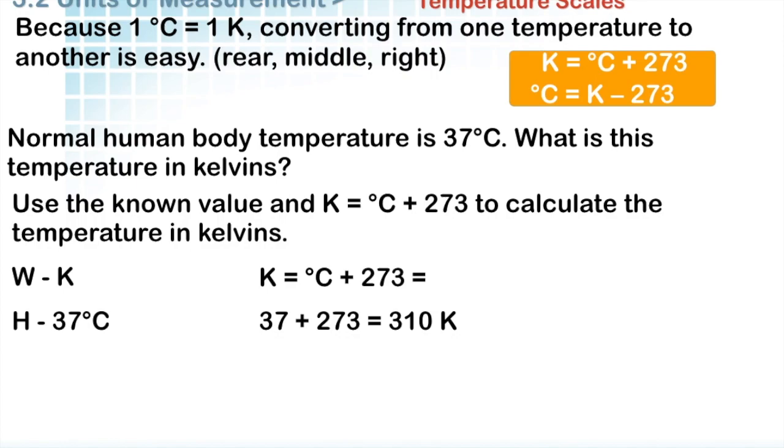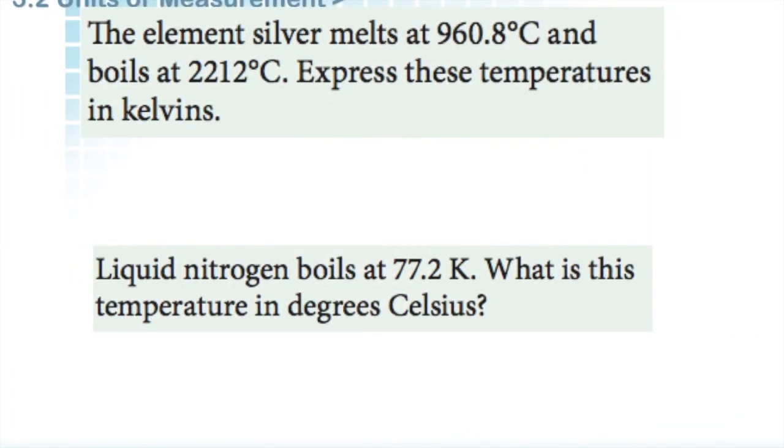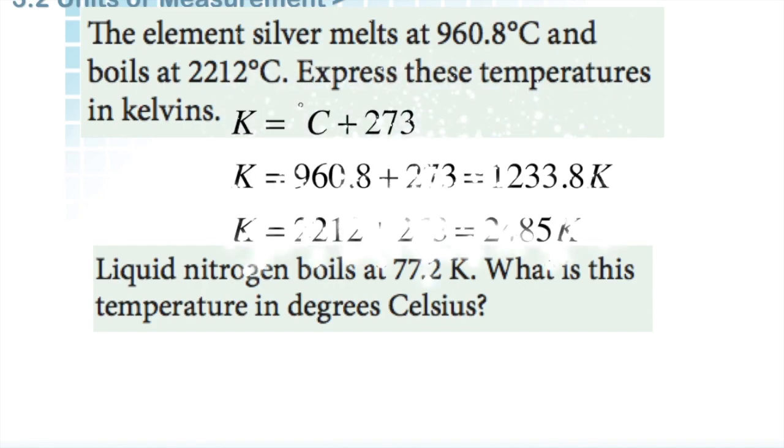So, I've got a few problems for you. Silver melts at 960.8 degrees Celsius and boils at 2,212 degrees Celsius. Express these in Kelvin. The first thing is I need to know that K equals C plus 273. To get the temperatures, I'm just going to plug in 960.8, as you see in the first equation, and add 273: it's 1233.8. Then 2212 plus 273 is 2485.